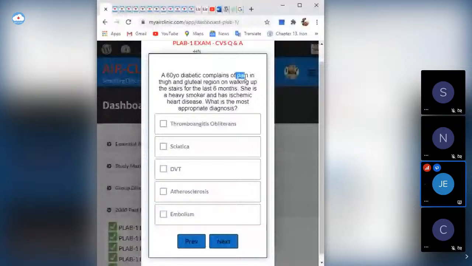Pain on the thigh and gluteal region on walking up the stairs for the last 6 months. This is the clincher. Heavy smoker and also has ischemic heart disease, hypertension, diabetes. Remember, she's also diabetic.